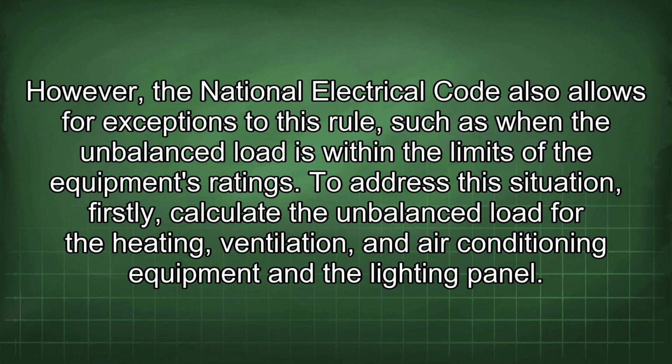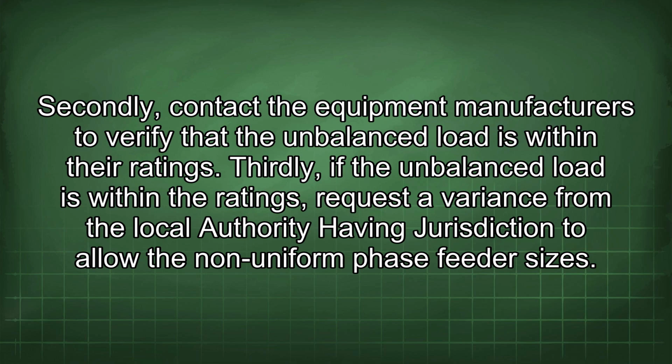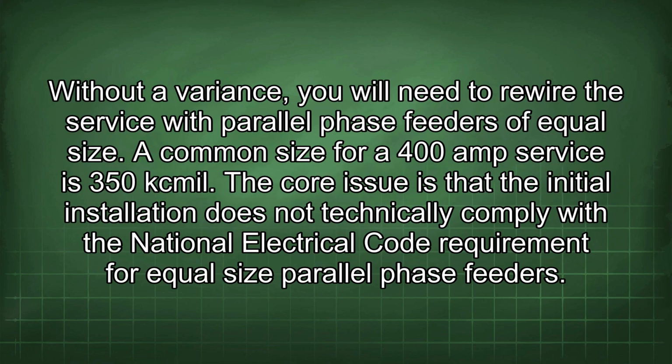To address this situation, firstly, calculate the unbalanced load for the heating, ventilation, and air conditioning equipment and the lighting panel. Secondly, contact the equipment manufacturers to verify that the unbalanced load is within their ratings. Thirdly, if the unbalanced load is within the ratings, request a variance from the local authority having jurisdiction to allow the non-uniform phase feeder sizes. Without a variance, you will need to rewire the service with parallel phase feeders of equal size. A common size for a 400 amp service is 350 kcmil.